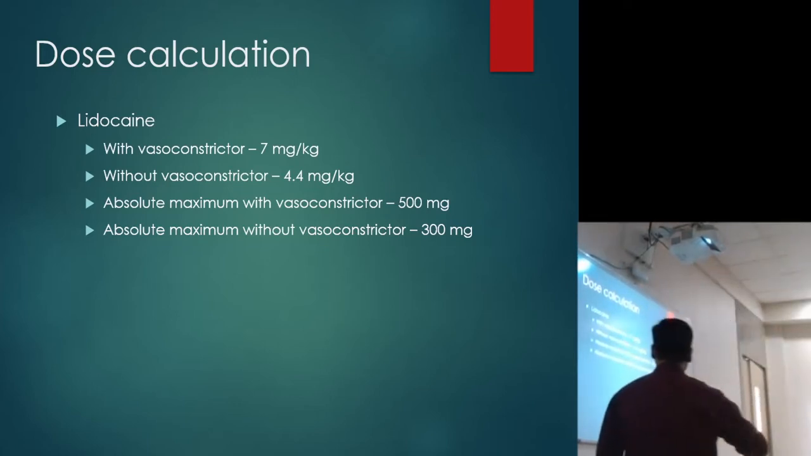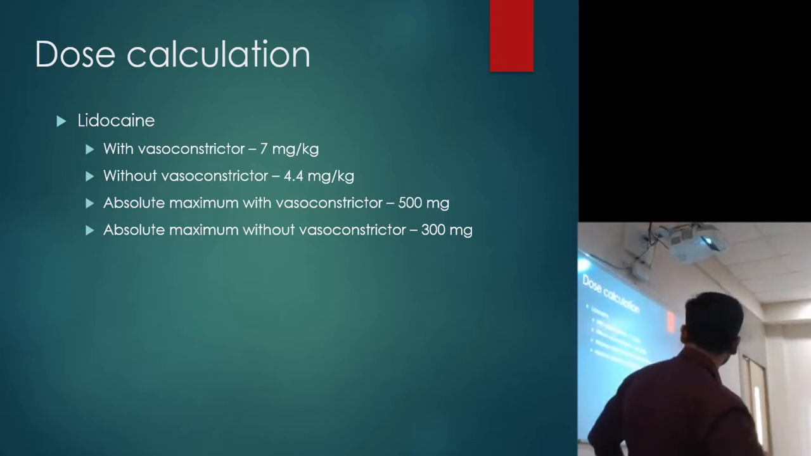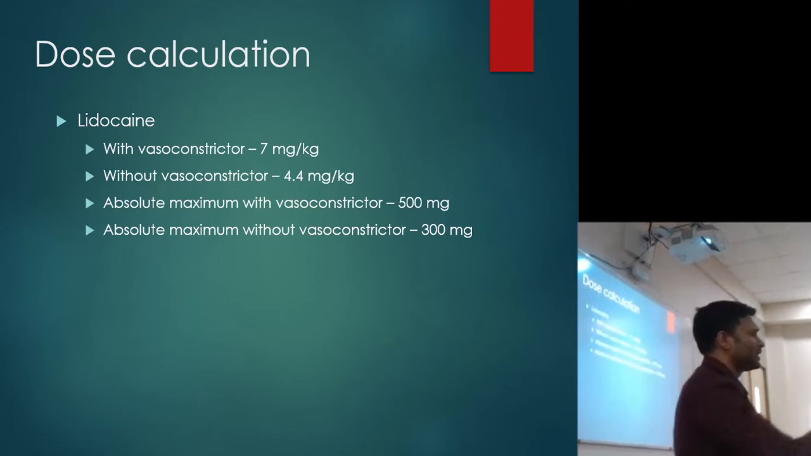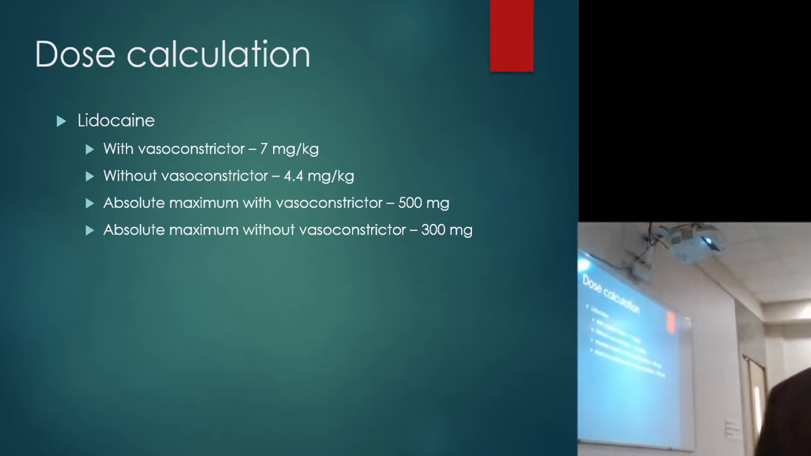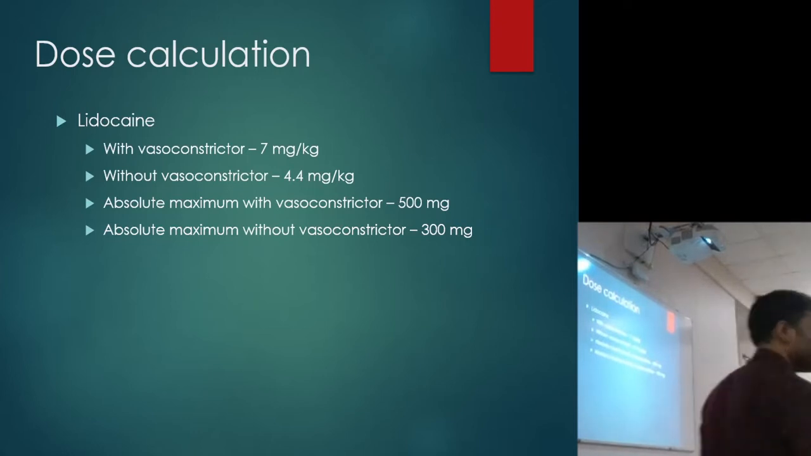If we calculate, for example 70 kg में 490 आया था, तो we are going to give maximum of 490. उसके ऊपर even if the maximum recommended dose with this calculation, if we achieve 510, then also we can't go above 500. Remember this. And in case of LA without vasoconstrictor, the absolute maximum is 300 mg. Okay.